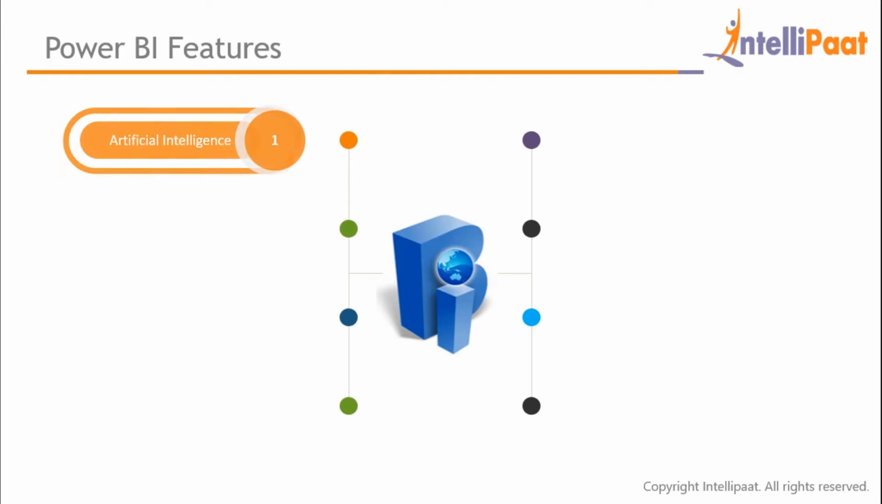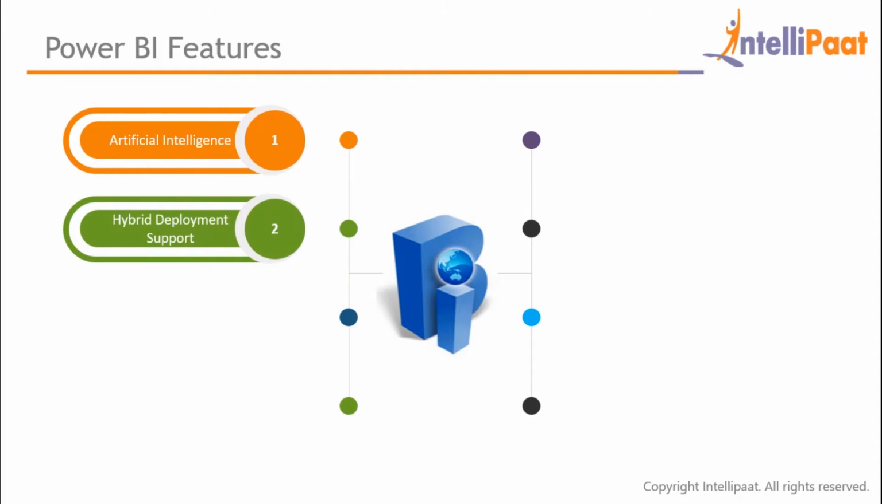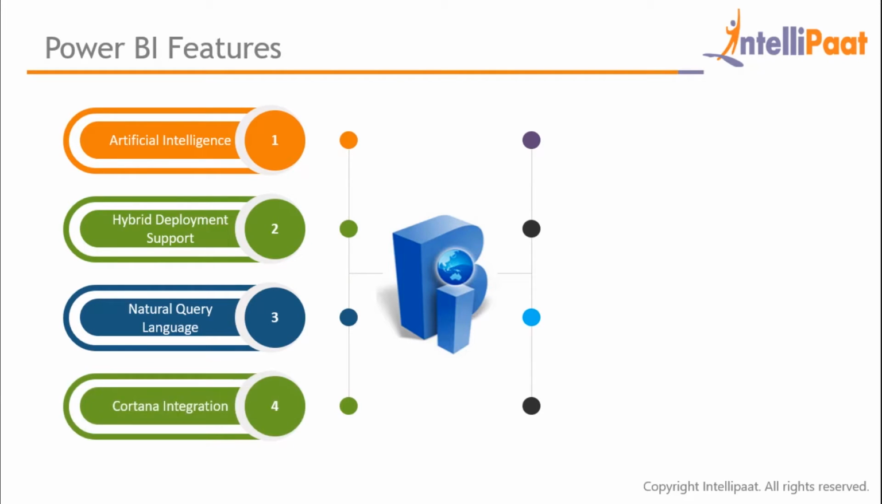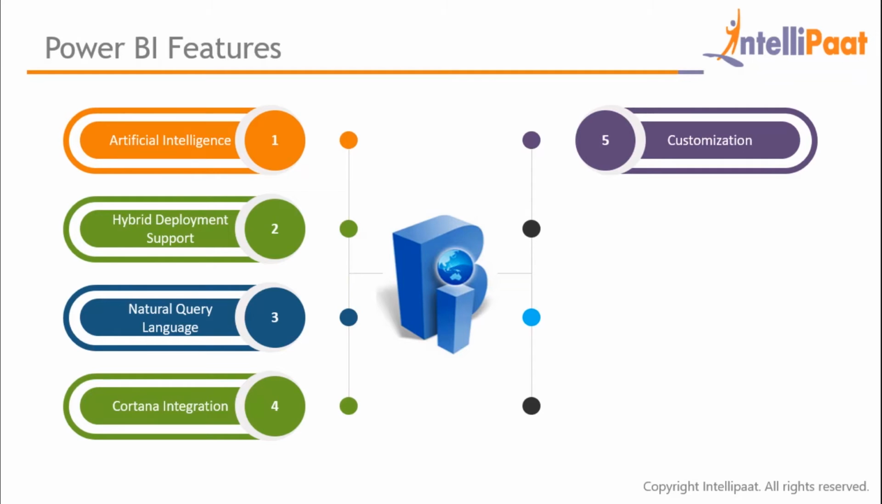First comes artificial intelligence. Azure Cognitive Services bring together a set of powerful and pre-trained models for intelligent applications. Hybrid deployment support provides built-in connectors that allow Power BI tools to connect with different data sources from Microsoft, Salesforce, and other vendors. Natural query language enables users to interact with reports and ask for specific data. Microsoft has also integrated Cortana with Power BI to enable conversational BI. Users are flexible to customize business reports as per their business requirements.